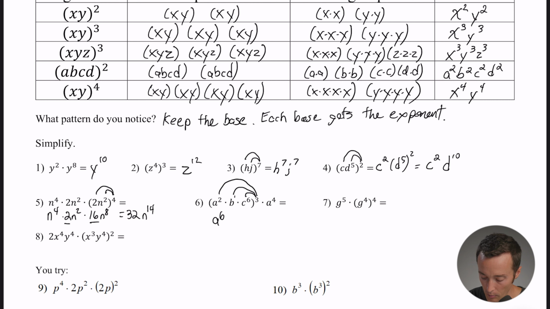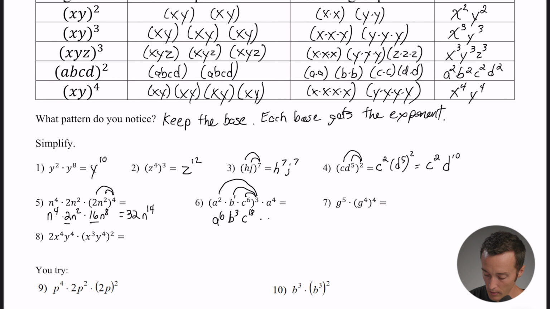Technically, on this b, it's b to the 1st power. And if it makes you feel better, you can put that exponent of 1. When you don't see an exponent, it's assumed that there's a 1 there. So I'm going to call that b to the 3rd power, because 1 times 3 is 3. And then c to the 18th power, and I got that from the 6 times 3.